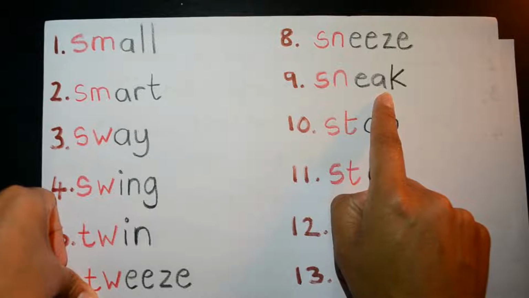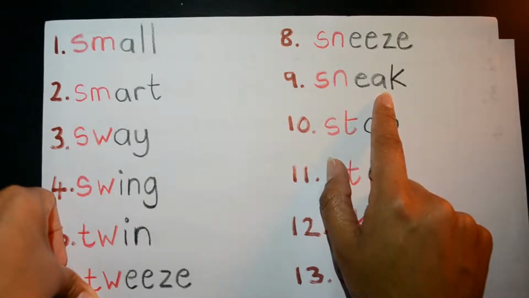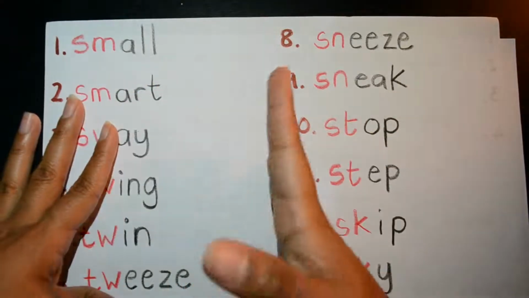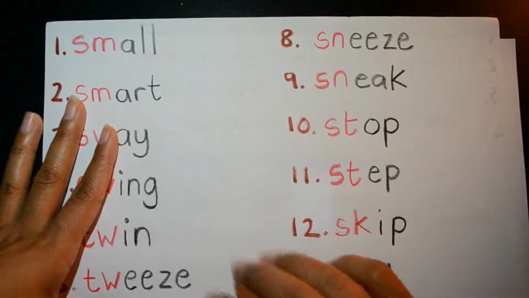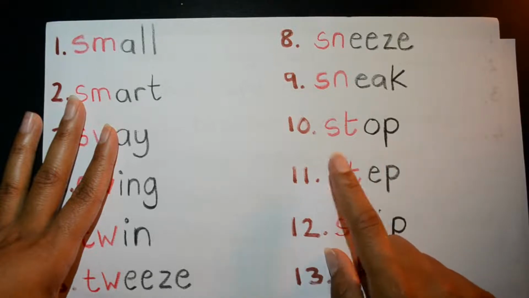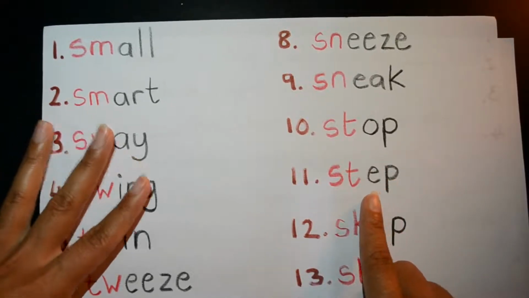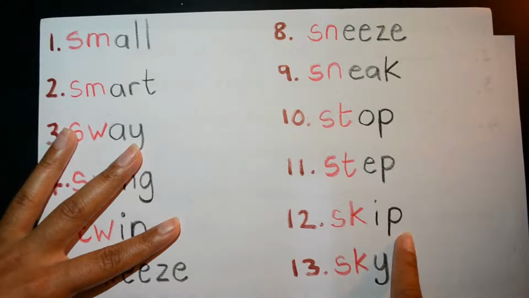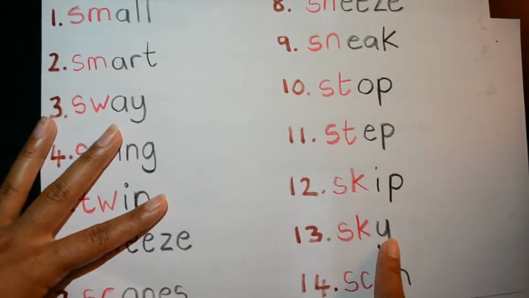Sneak is when they say you're sneaky. You sneak up on somebody, or you sneak around the corner. It's like you do it quietly without anybody knowing. Or if you sneak into a house, like thieves, they'll sneak into a house and do it quietly without anybody knowing. Okay, stop, we know what that is. Step is the steps that you take on stairs. Skip, we know what that is. Sky, we know what that is.